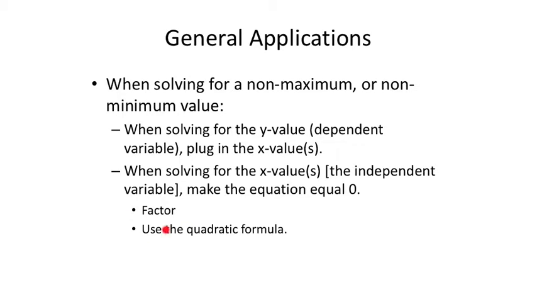And yeah, factoring is good. Using the quadratic formula is nice as well. Negative b, and this is, of course, the fraction, negative b plus or minus the square root of b squared minus 4ac all over 2a.